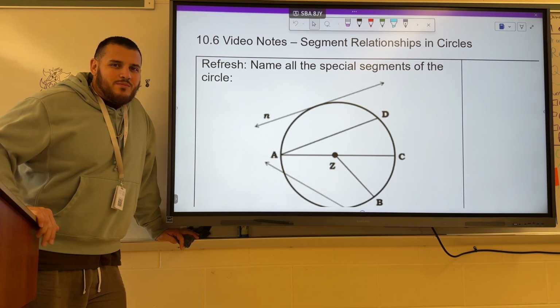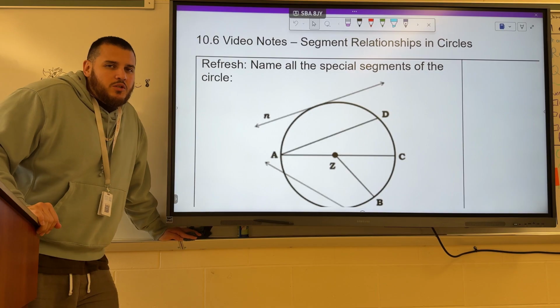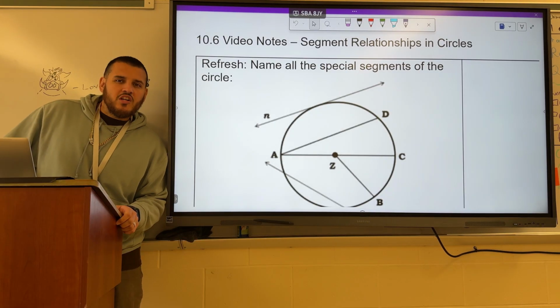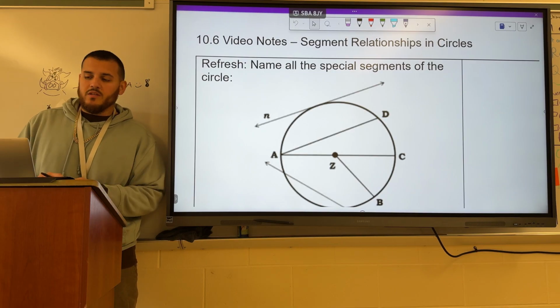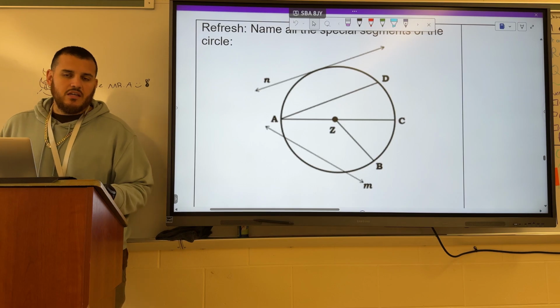Hey everybody, welcome back to Mr. A's Geometry course. Today we are covering section 10.6, which is all about special segment relationships within circles. Let's get into it. We're starting off here with a little review of all of our segments. We need to know the names and be able to identify all the special segments of a circle.